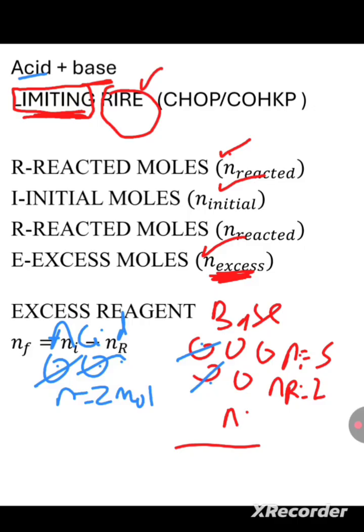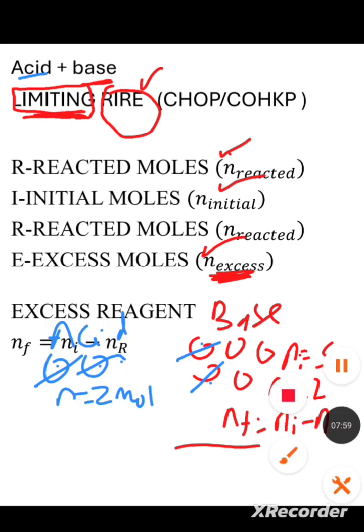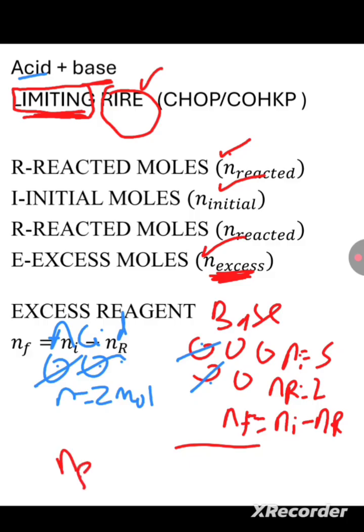Now to get the final number of moles, it will be the initial number of moles minus the number of moles that reacted. So this final number of moles is also called the excess number of moles. Remember, the final number of moles I can also say is the excess number of moles. It is the same thing. I will just use the same notation, a way of representing them.